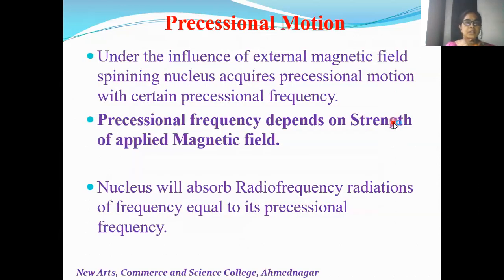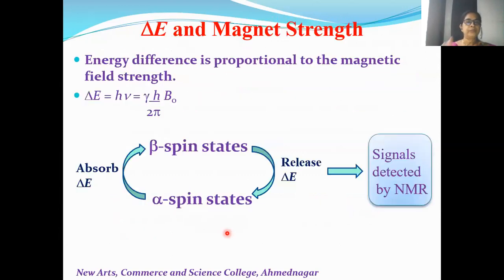So we have seen how the nucleus precesses, the precessional motion. Last year I had told you that precessional motion is very similar to the motion of a child's top. So the spinning nucleus gets another motion, the precessional motion. That precessional motion depends on the strength of the applied magnetic field. The nucleus will absorb radio frequency radiation of frequency equal to its precessional frequency.